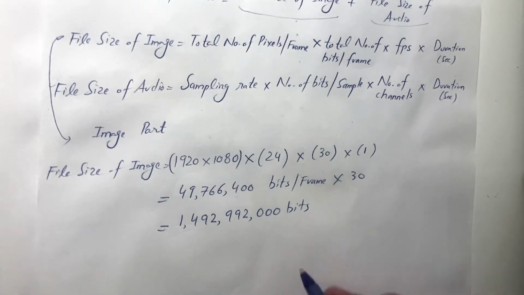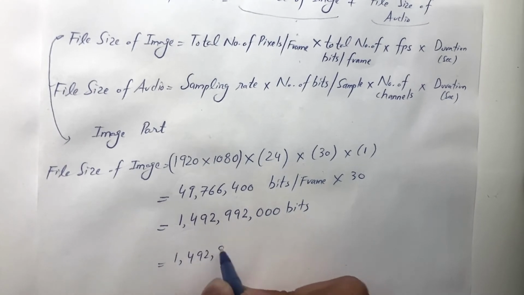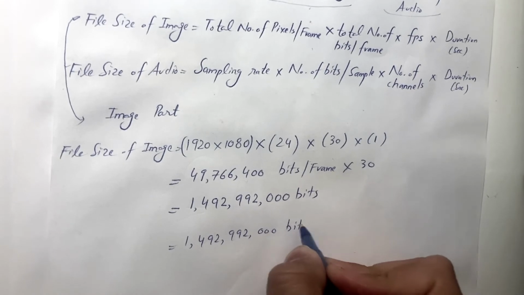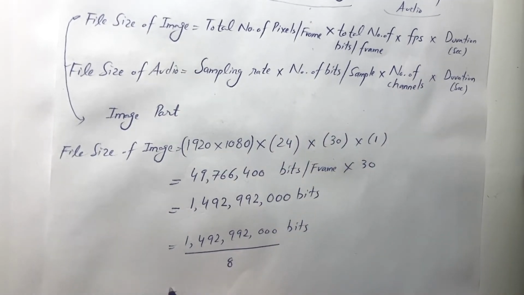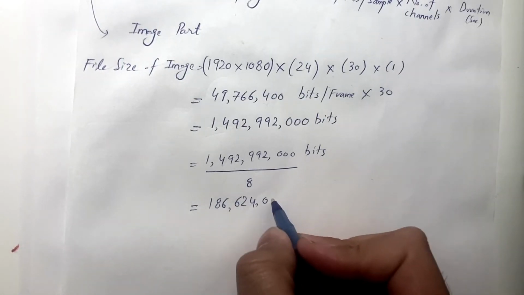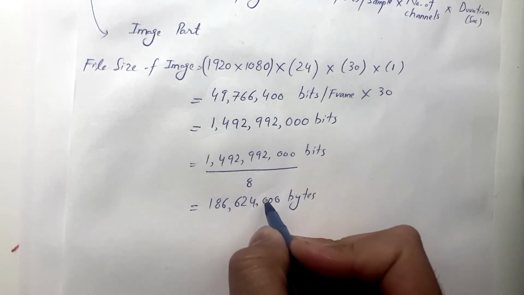To convert this into bytes, what we need to do is take 1492992,000 bits divided by 8. Once you divide it by 8, the answer is going to be in bytes. So if you divide it by 8, the answer is going to be 186,624,000 bytes. Still the number is too big.